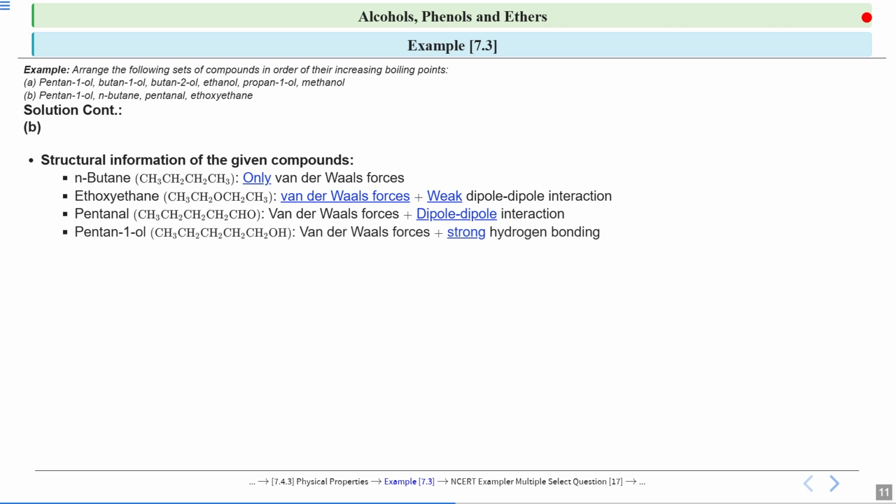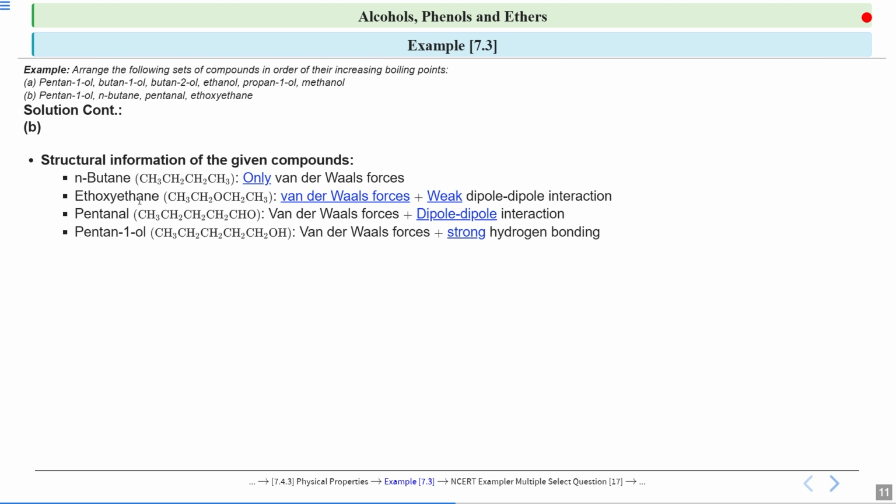Next is pentan-1-ol. It is an alcohol. So in alcohol, the hydroxyl group, the OH group, is present. So there will be van der Waals forces also, and there will be strong hydrogen bonding also. So one by one we decode it. It is butane. So there is only van der Waals force.